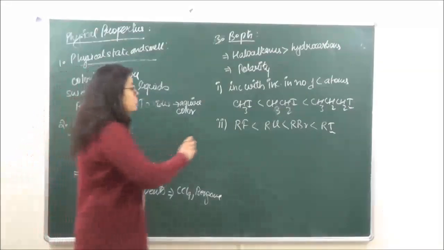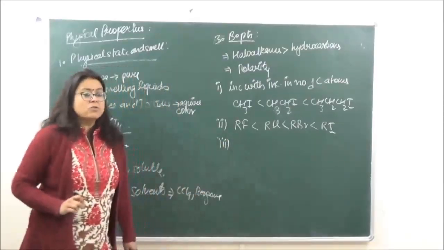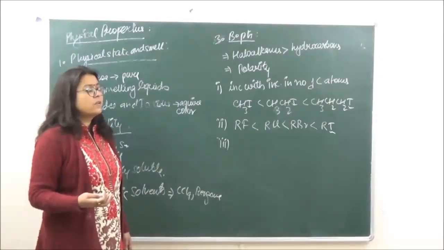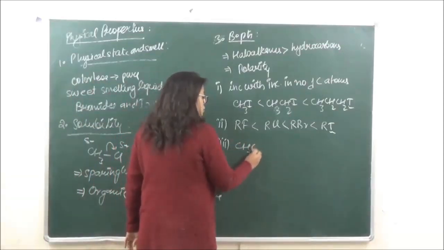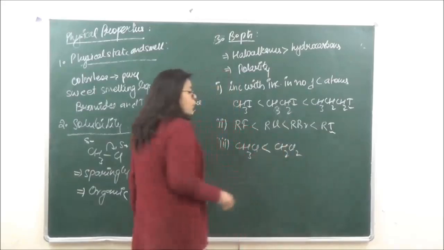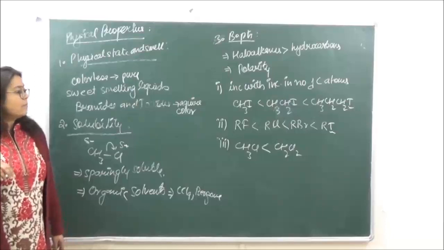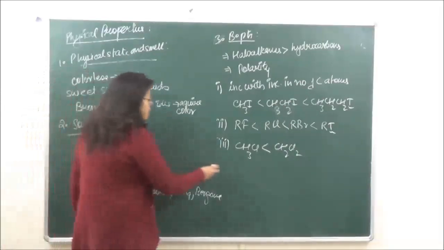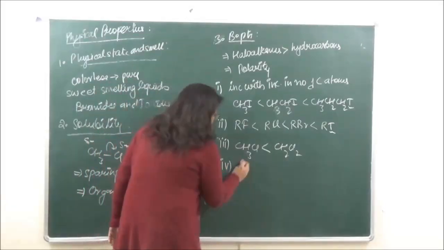Number 3, the boiling points keep on increasing with increase in the number of halogens. So if we have CH3Cl and CH2Cl2, then the boiling point of CH2Cl2 is going to be greater. As the number of halogens increases, the boiling points increase. And then number 4, boiling points decrease with branching.